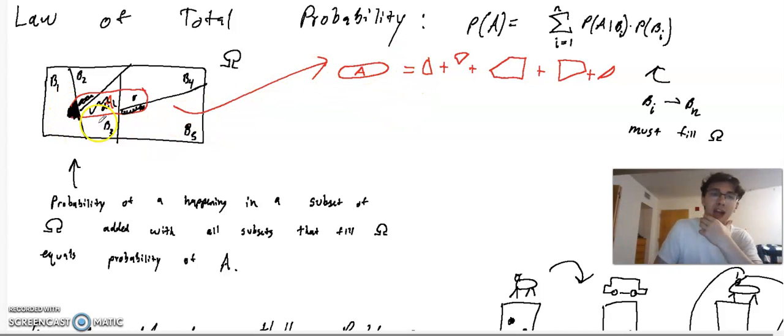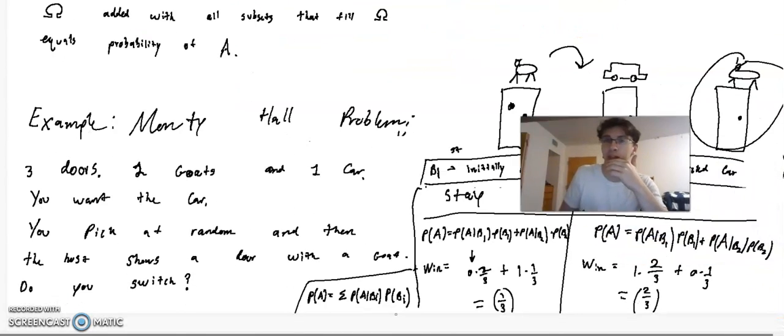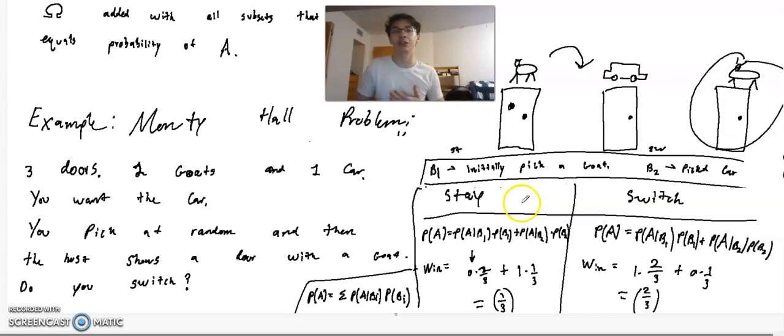You can visualize it by these little shapes being added up, and when they're all added up we get A. So what we're doing is we have a complicated problem and we split it up into 5 easier problems to solve. We add them up and that gives us the answer to our complex problem. So this is what we're going to do with the Monty Hall problem.